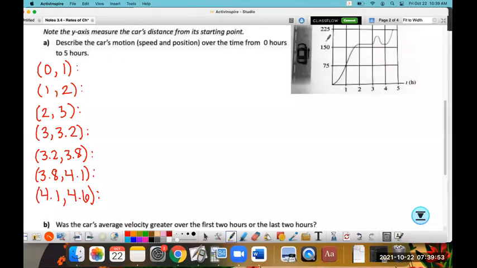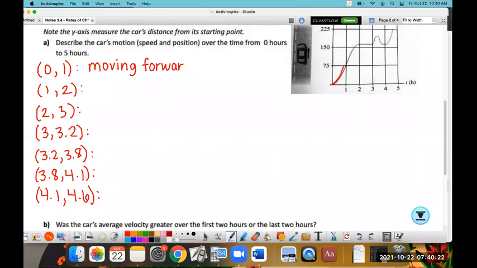Okay, so going from 0 to 1, the position is getting larger, so it's getting further away from its starting point. So I'm going to say that it's moving forward. And then it looks like we are speeding up. There's a few reasons I know that.